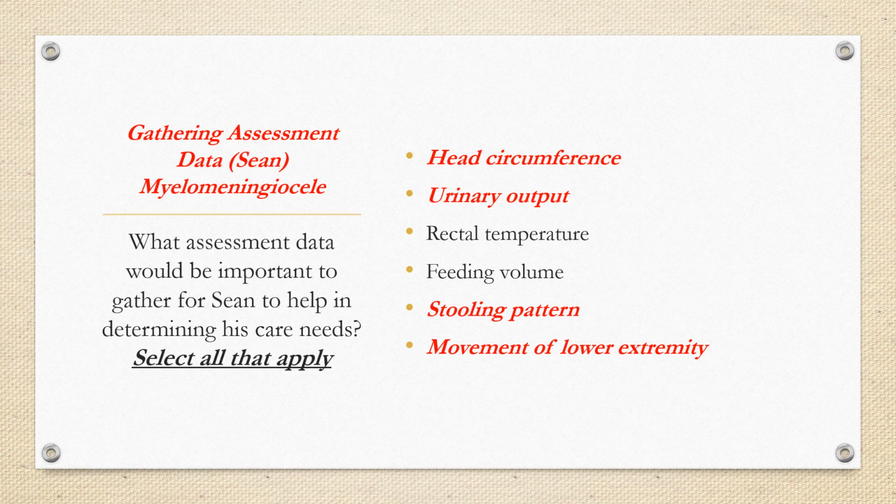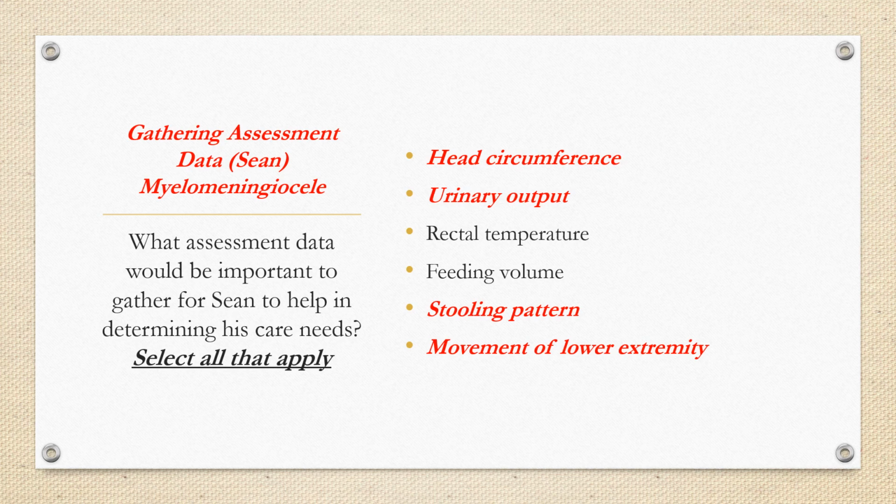Let's gather some assessment data on Sean. So what assessment data would be important to gather for Sean to help in determining his care needs? Head circumference, that is important because we can have some accompanying hydrocephalus with the interruption in the flow of the CSF. Urinary output, according to the level of the malformation, we can have issues with the child not being able to urinate. Rectal temperature, we're not going to get a rectal temp because that could cause a rectal prolapse with Sean.